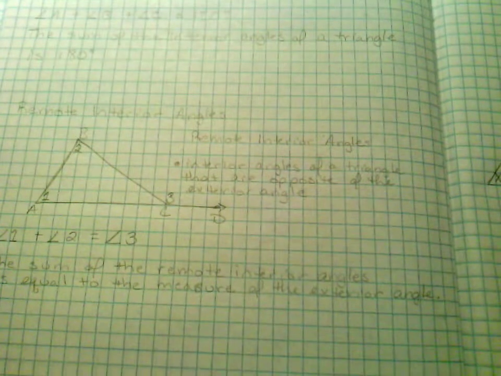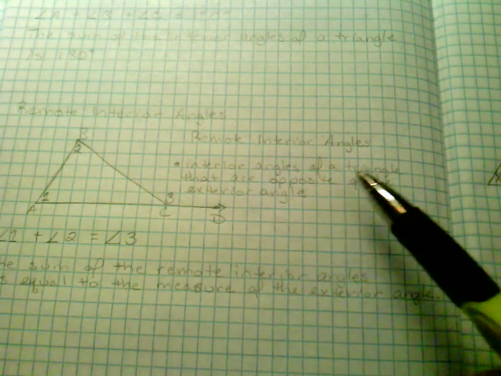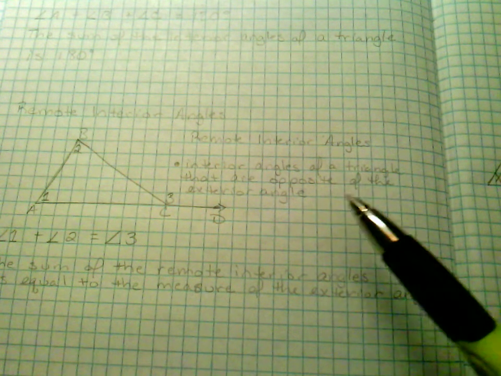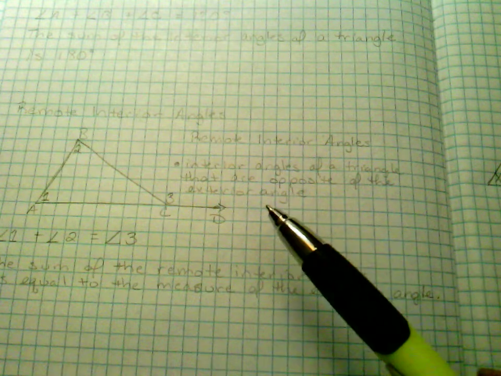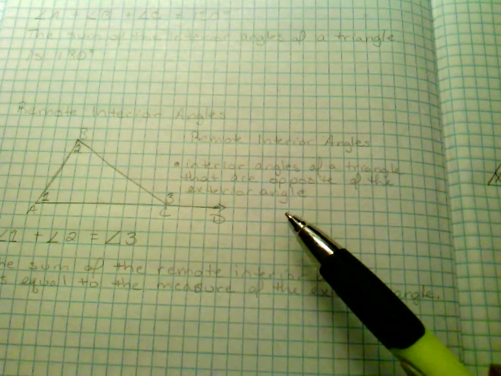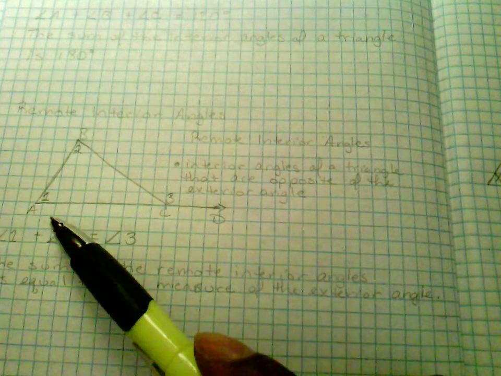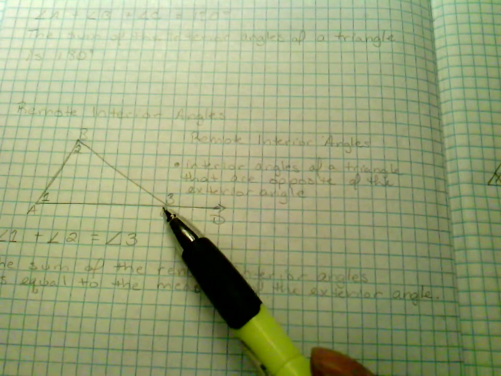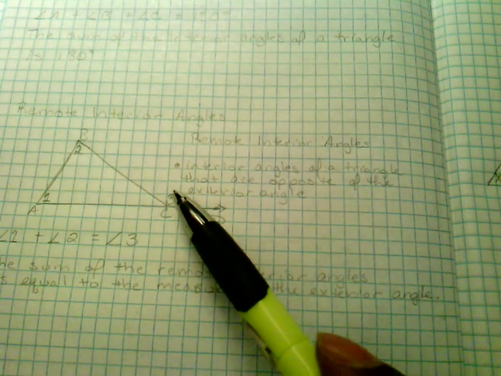Remote interior angles. First off, remote interior angles are interior angles of a triangle that are opposite of the exterior angle. And your exterior angles can be any extension of a side of a triangle that creates an exterior angle, like here with angle 3.